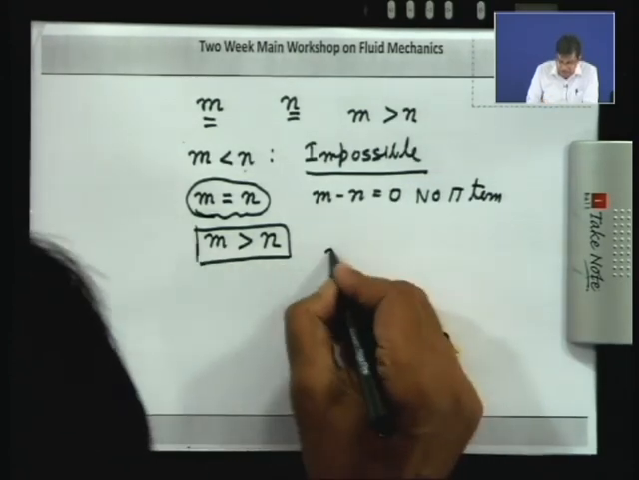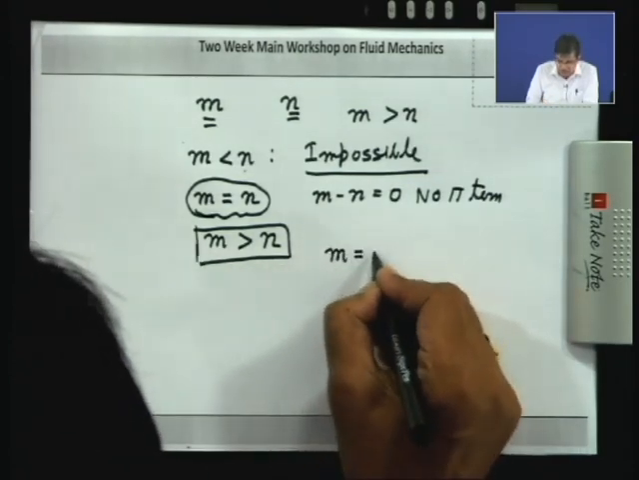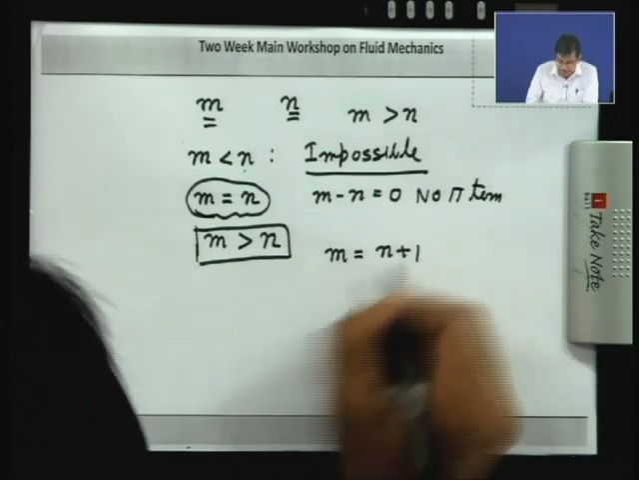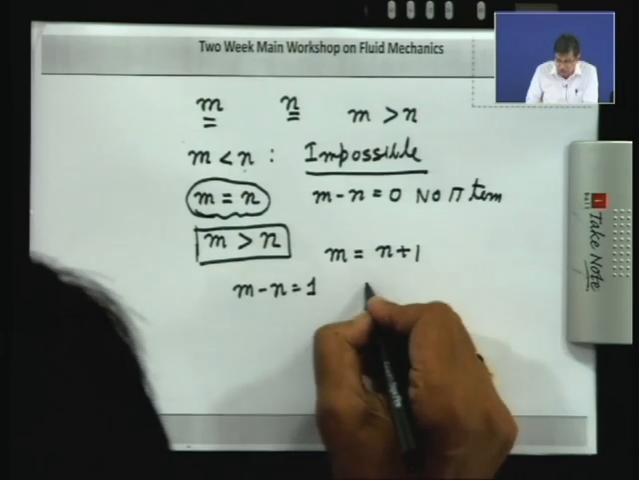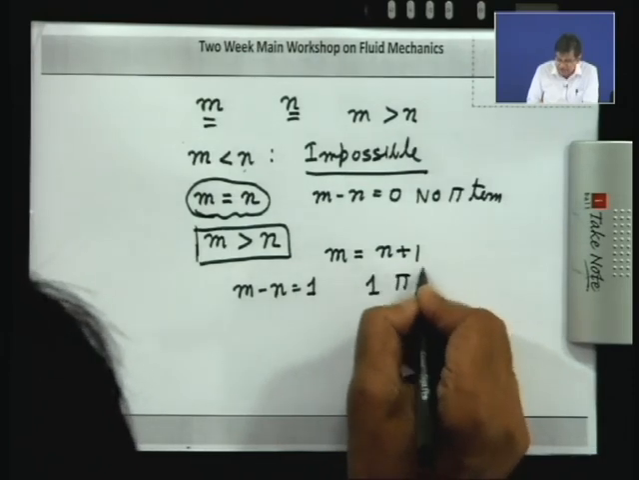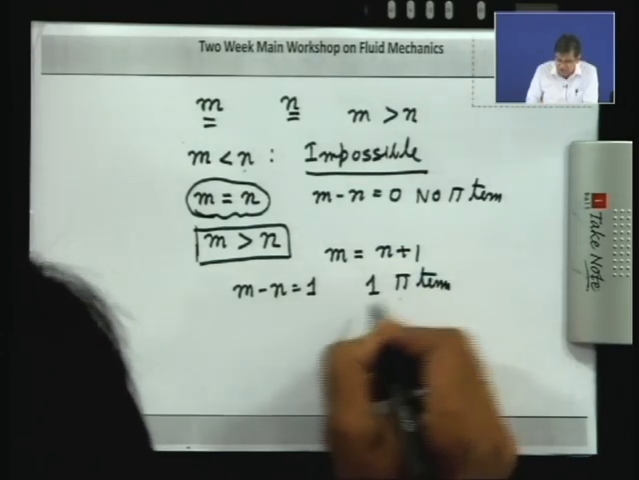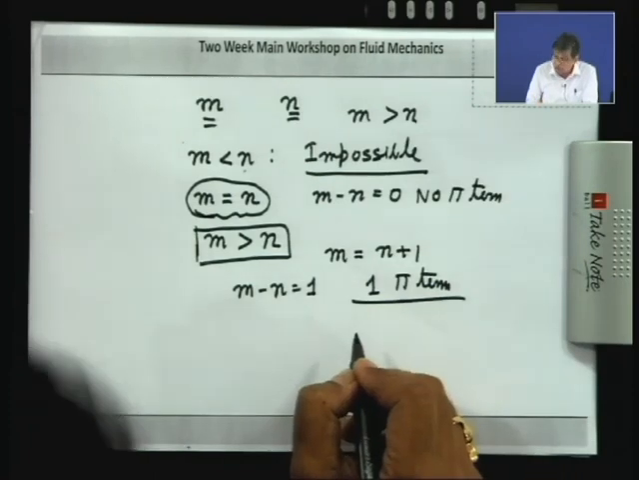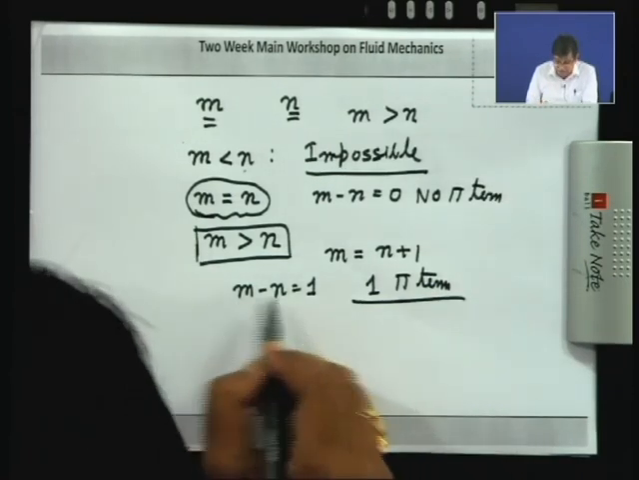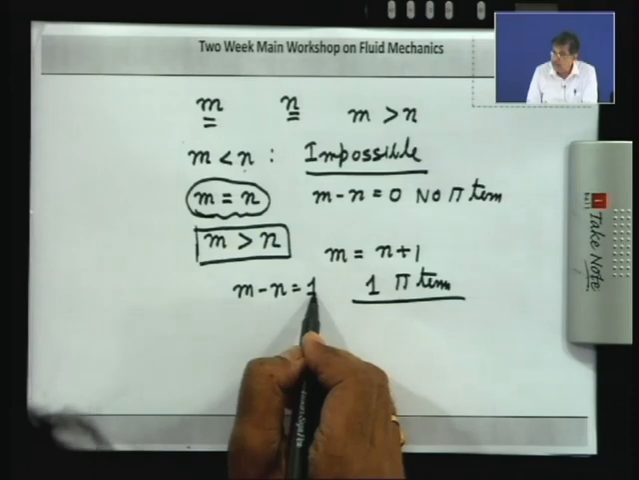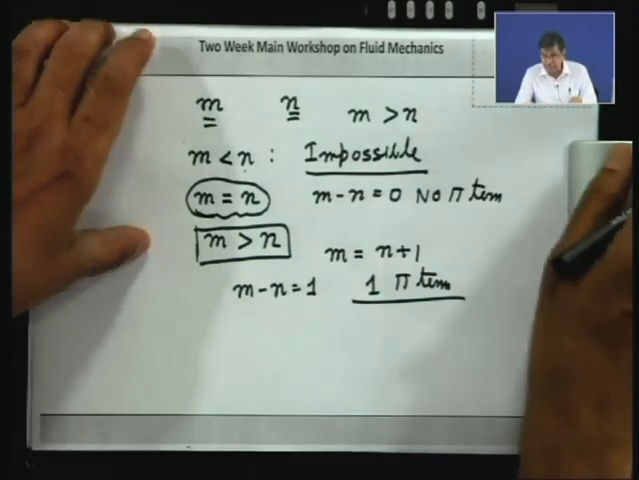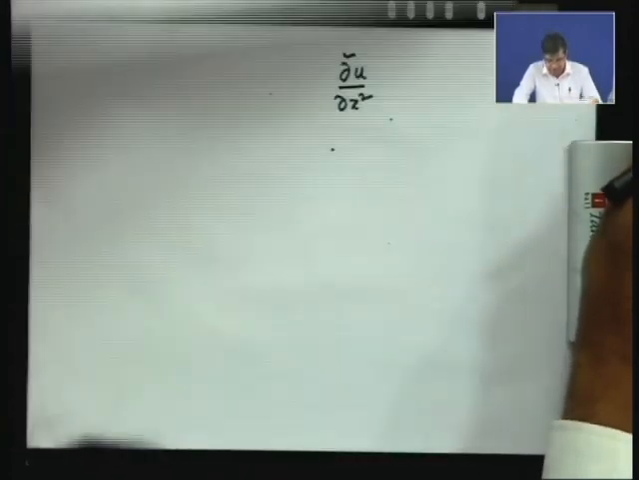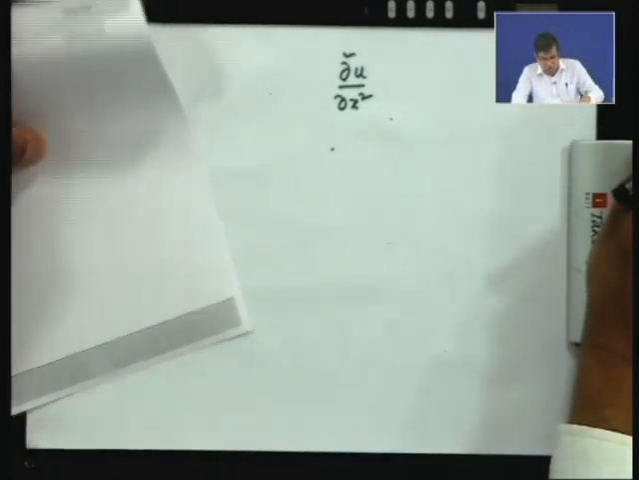A situation may be there that m is equal to n plus 1. In that case m minus n is equal to 1, then only one pi term, that I will solve today. So, you will see only one pi term, but in most engineering problems m minus n is greater than 1 and a number of pi terms are there. So, let me solve a very typical and very common problem in this regard.